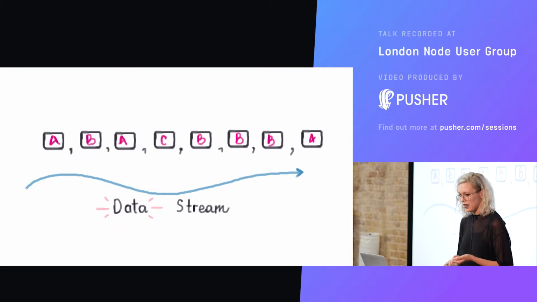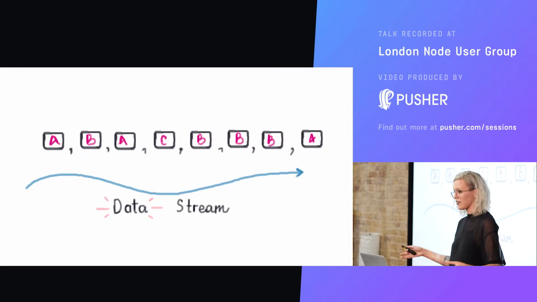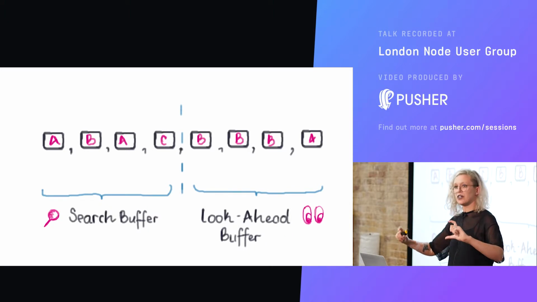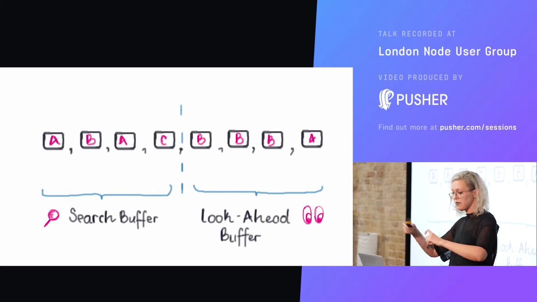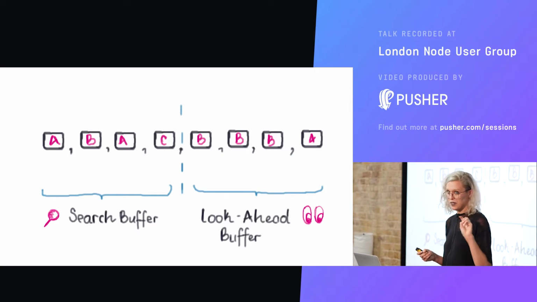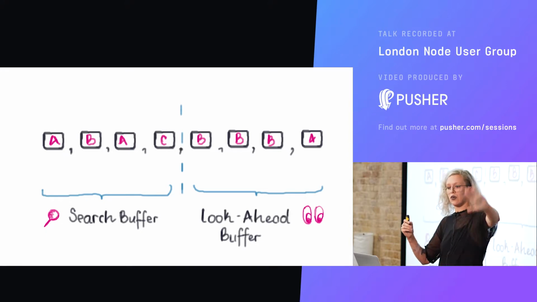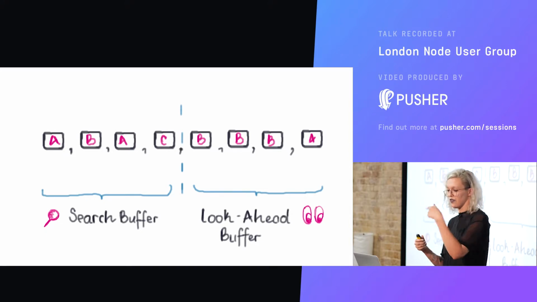So you also have a data stream, so everything, as you guessed, is streams. But you create like a window. You go through a window through the stream, and the window is made up of 2 parts. One is a search buffer, and the other one's a look-ahead buffer. You're currently in the look-ahead portion of the buffer, and you go back and look through the search buffer as you move on. And that window moves as you go through the stream.